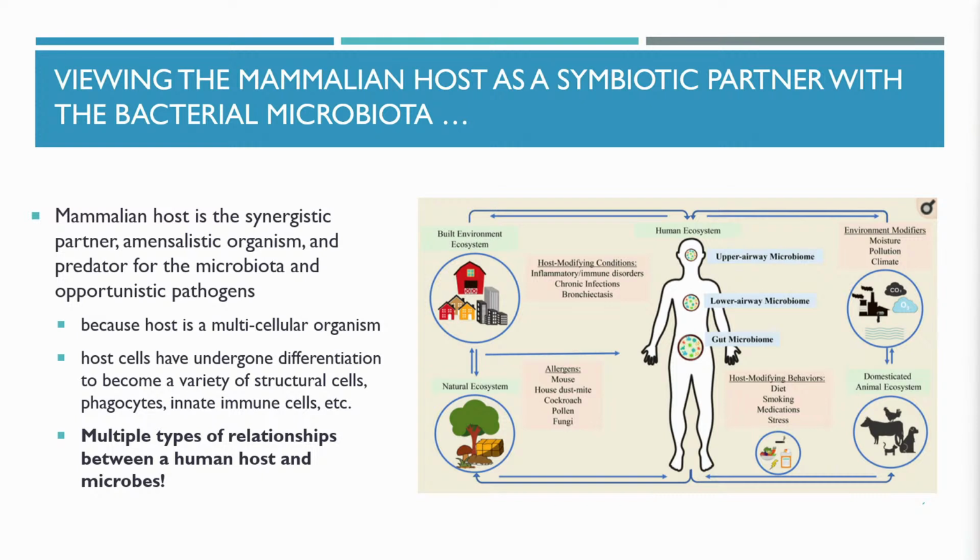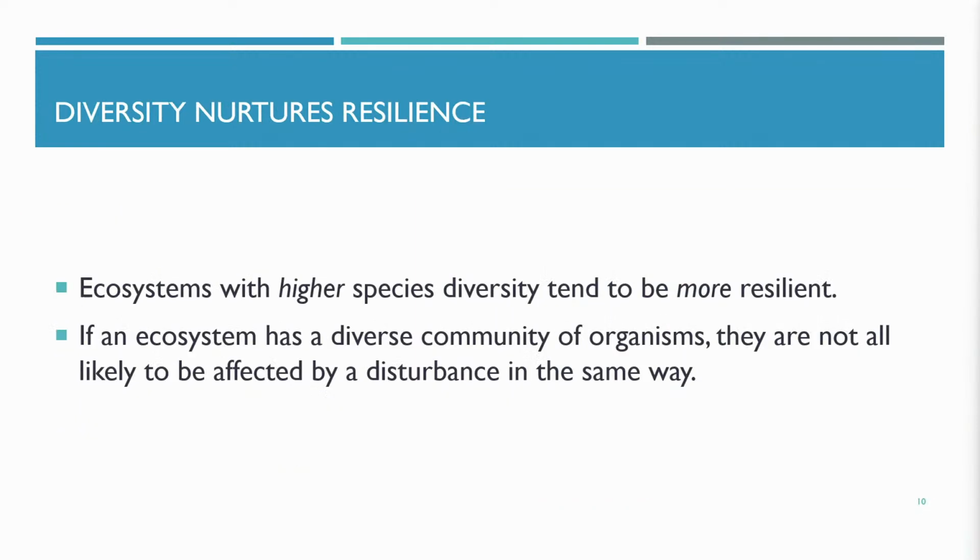And so one of the things that allows this to be at play is having really high diversity. So diversity nurtures resilience. Ecosystems with higher species diversity tend to be more resilient to things coming in and trying to disturb them. And so one of the ways that we study microbial communities and ecosystems is by measuring the diversity. If the ecosystem has a diverse community of organisms, then they're not all going to be likely affected by a disturbance in the same way. So it's important to have that diversity so that you can have a resilient community.